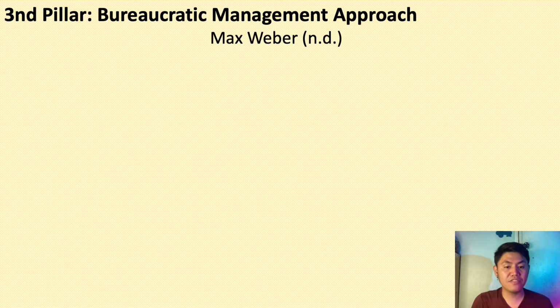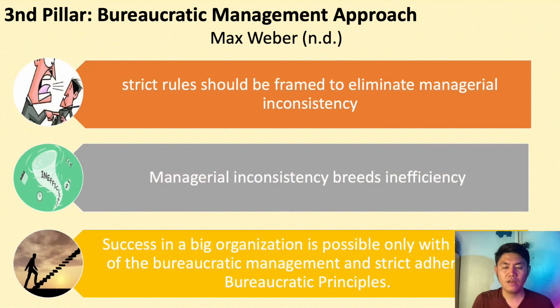The third pillar of the classical approach to organization and management is the bureaucratic management approach by Max Weber. Weber postulated that strict rules should be framed to eliminate managerial inconsistencies because he believes that these inconsistencies will breed organizational inefficiency. According to Max Weber, success in a big organization is possible only with the help of bureaucratic management and strict adherence to bureaucratic principles and policies.